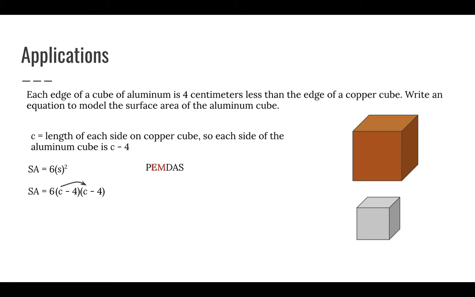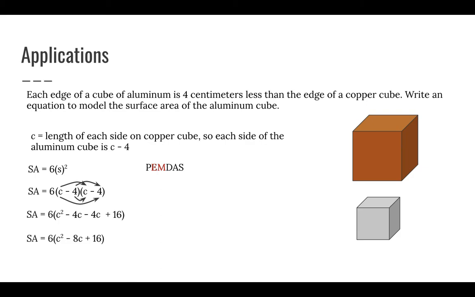So C times C will give us C squared. C times negative 4 gives us a negative 4C. Negative 4 times C gives us another negative 4C. And the last two terms, negative 4 times negative 4, will give us the positive 16.